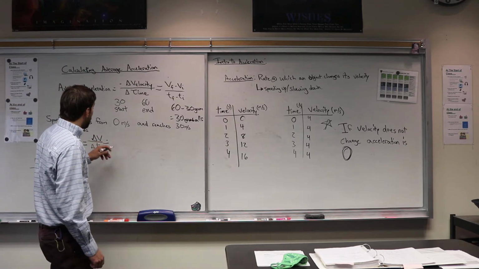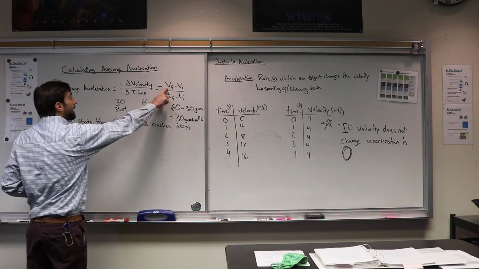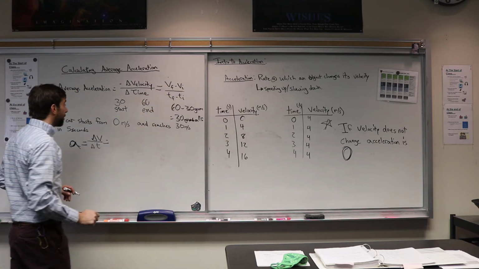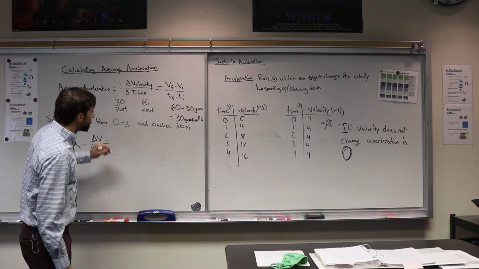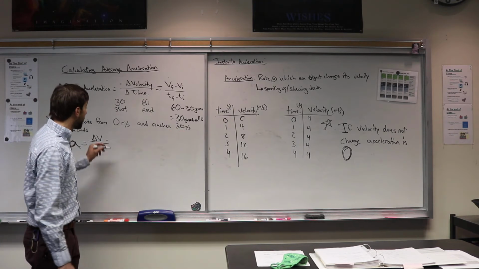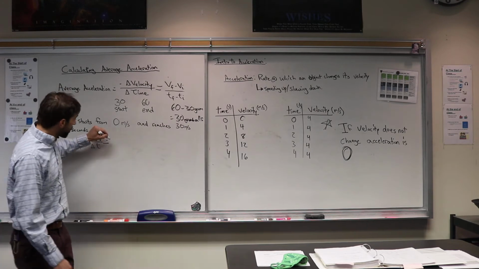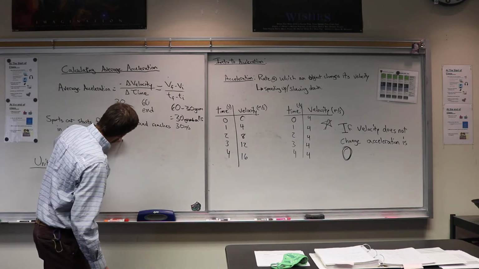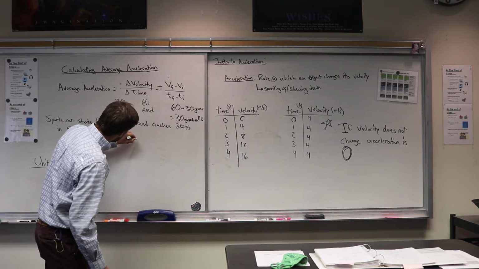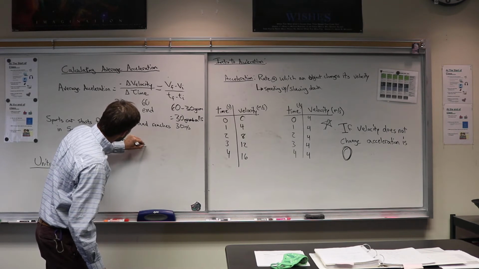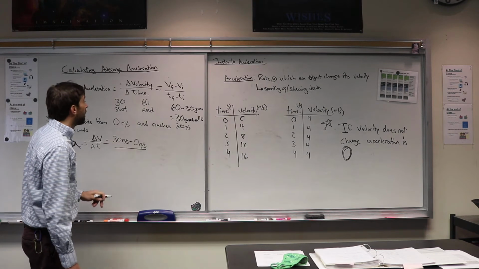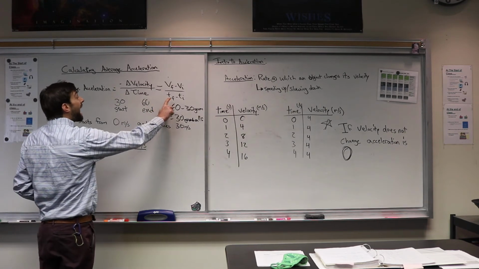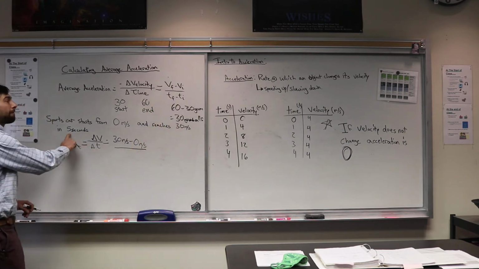Equals, so change is my final velocity minus my initial velocity. So my final velocity is 30 meters per second. I end up going 30 meters per second. So 30 meters per second minus 0 meters per second. That's what I started with. Divided by, well, our final time, it says in 5 seconds.